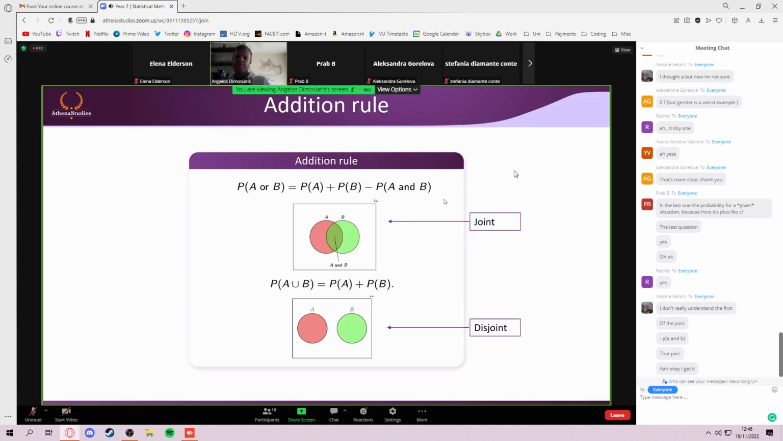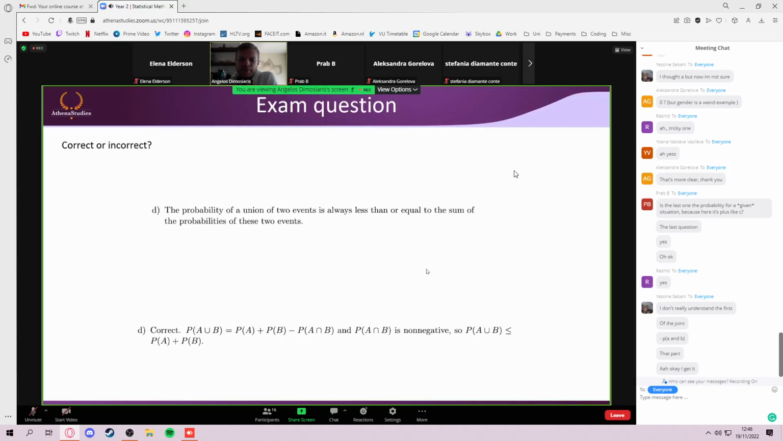Okay, perfect. So it's the probability of being rich plus the probability of being male minus the probability of being rich and male. We don't care about rich males. All right, cool.